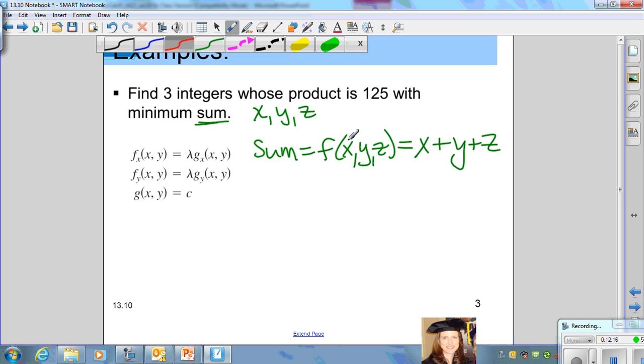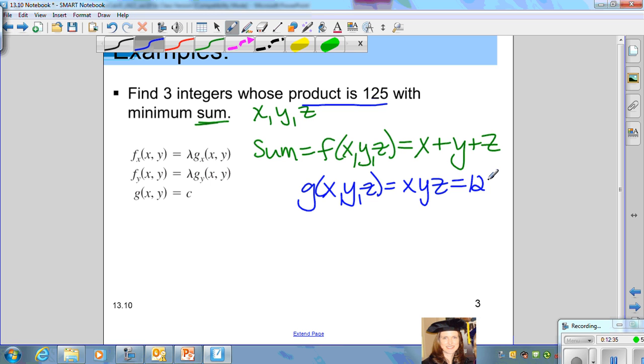And the constraint, that's going to be our g of x, y, and z. It's going to be that the product of those 3 numbers has to be 125. So the product, when you multiply x times y times z, has to equal 125. Again, what we have here, our sum is our objective equation. That's what we're trying to minimize, the sum. And then this other equation, which was the product, that is our constraint equation.